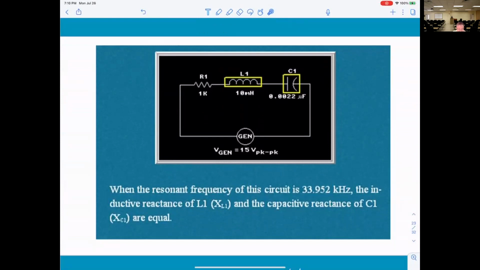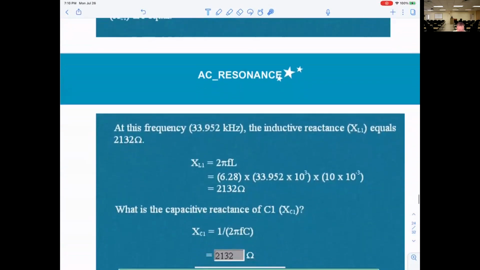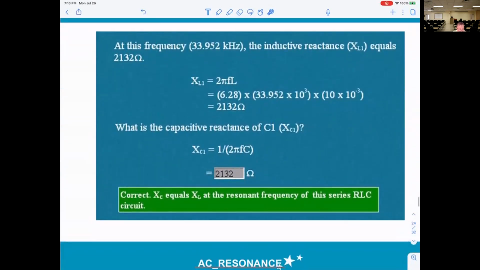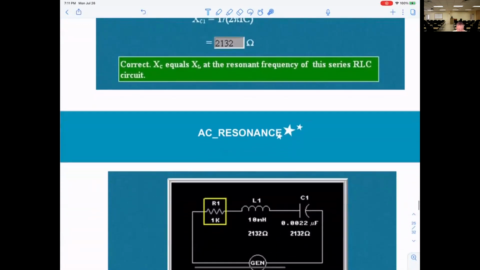So you can read that thing, nothing. They do a calculation. So if they want to calculate HL, we already did it. Or they want to calculate HC, okay? They are supposed to be equal. In this case, HL equals 2,132 ohm. And that's the same thing for HC.